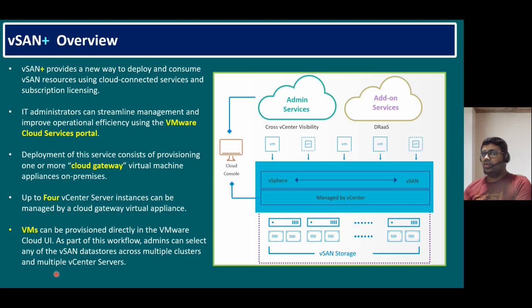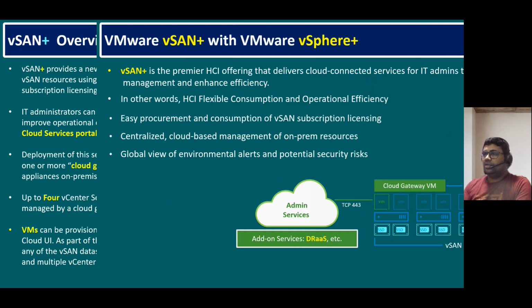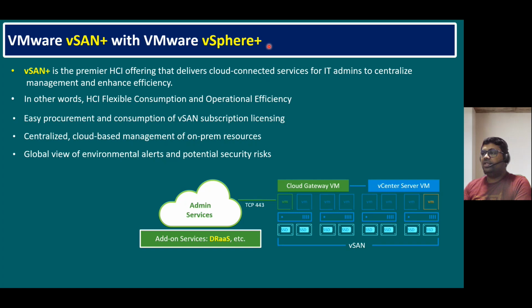Okay. Now let's understand how vSphere Plus works with vSAN Plus. So, VMware vSAN Plus with VMware vSphere Plus. vSAN Plus is a primary HCI, hyperconverged infrastructure, offering that delivers cloud connected services for IT admins to centralize management and enhance efficiency. In other words: HCI flexible consumption and operational efficiency, easy procurement and consumption of vSAN subscription licensing, centralized cloud-based management of on-premises resources, and a global view of environmental alerts and potential security risks.